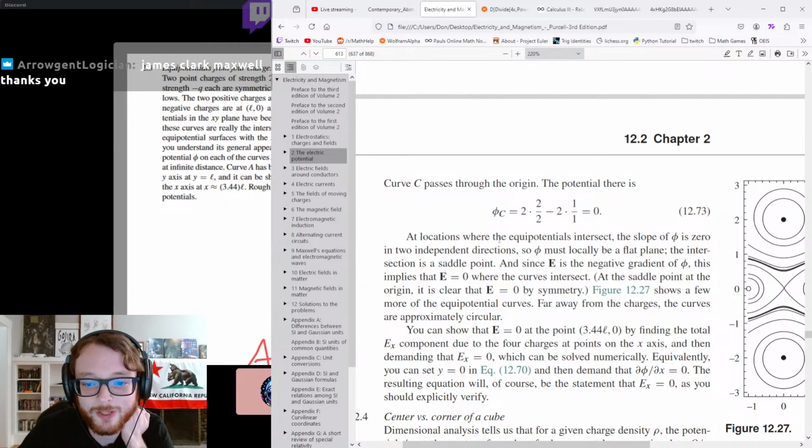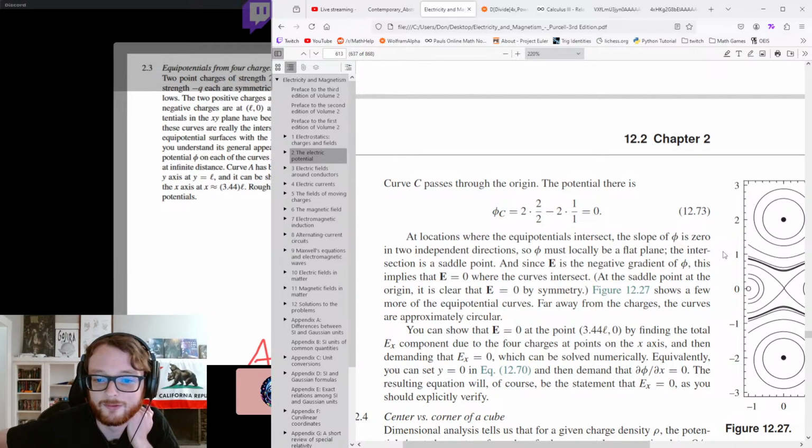Okay, at locations where equipotentials intersect, the slope of phi is 0 in 2 independent directions. So phi must locally be a flat plane. The intersection is a saddle point. Since E is the negative gradient of phi, this implies E equals 0 where the curves intersect.